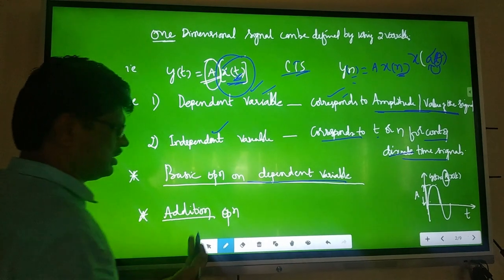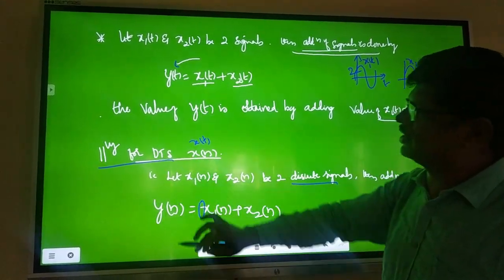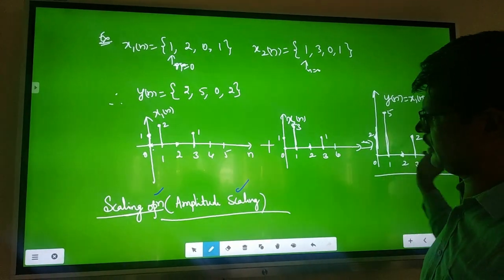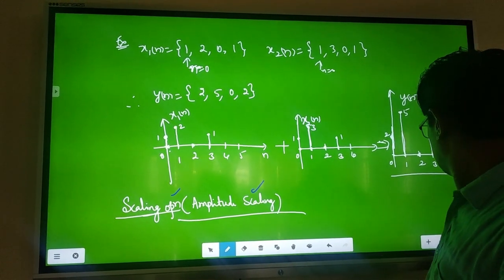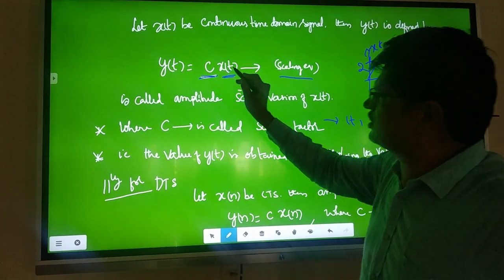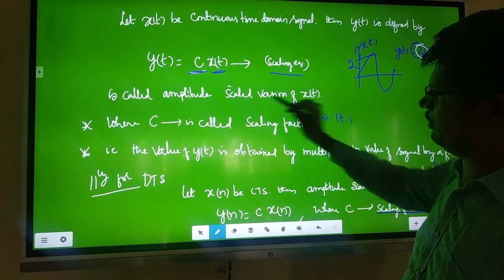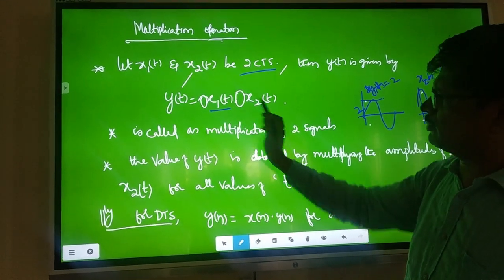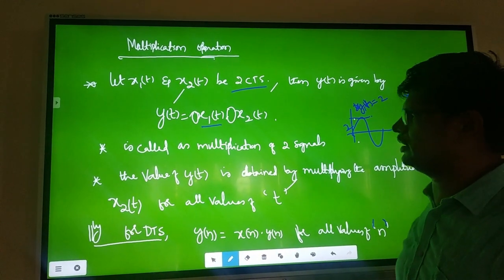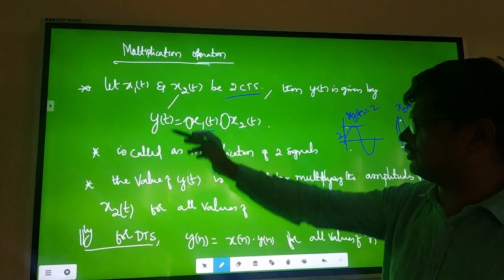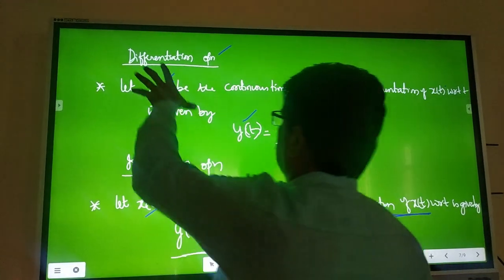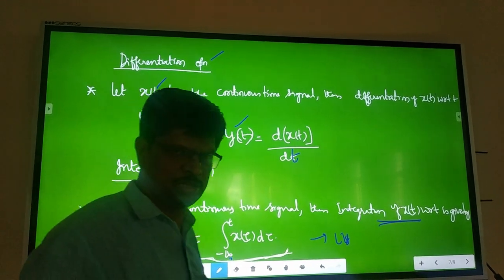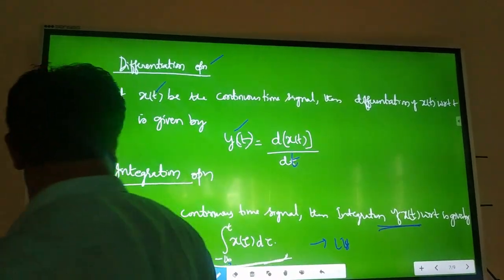The basic operations on the dependent variable: first, addition. Adding two signals, in the continuous case with t and in the discrete case with n, you add the amplitudes and get the answer. Then amplitude scaling: if x of t is a signal, multiply it by a scaling factor c. For example, if c is 2, the amplitude doubles. Similarly for discrete time signals, c into x of n. Then multiplication of two signals: multiply the amplitudes, 2 into 3 gives 6. For discrete time, x of n into y of n. Then differentiation differentiates x of t with respect to t, and integration integrates x of tau with respect to tau. I hope I am clear.